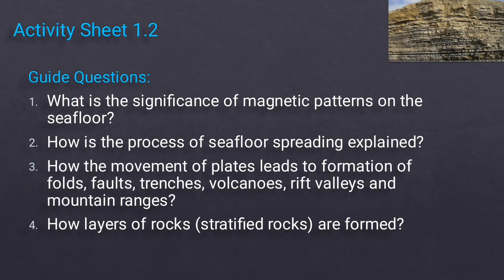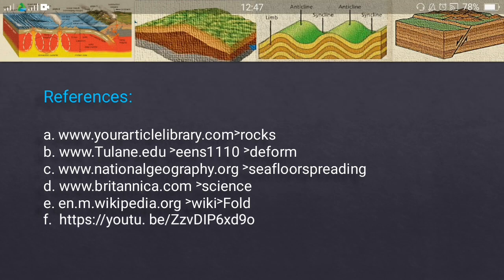Activity Sheet 1.2 for individual activity. What is the significance of magnetic patterns on the seafloor? How is the process of seafloor spreading explained? How does the movement of plates lead to the formation of faults, trenches, volcanoes, rift valleys, and mountain ranges, and how are layers of rocks or stratified rocks formed? And this is our references.